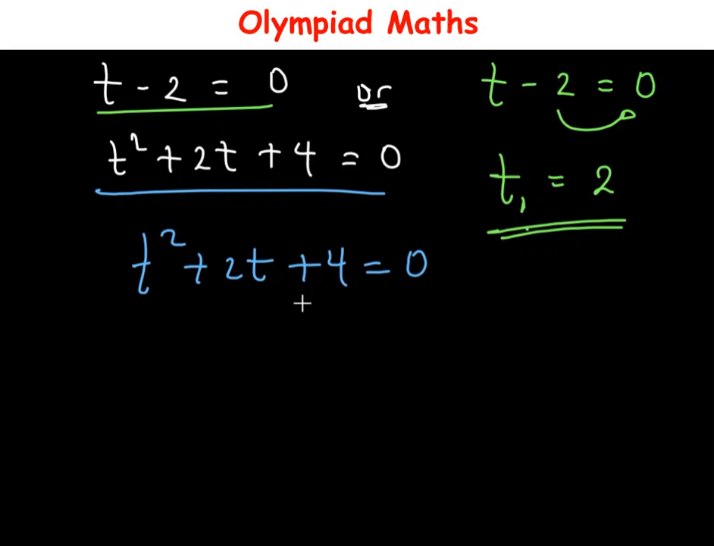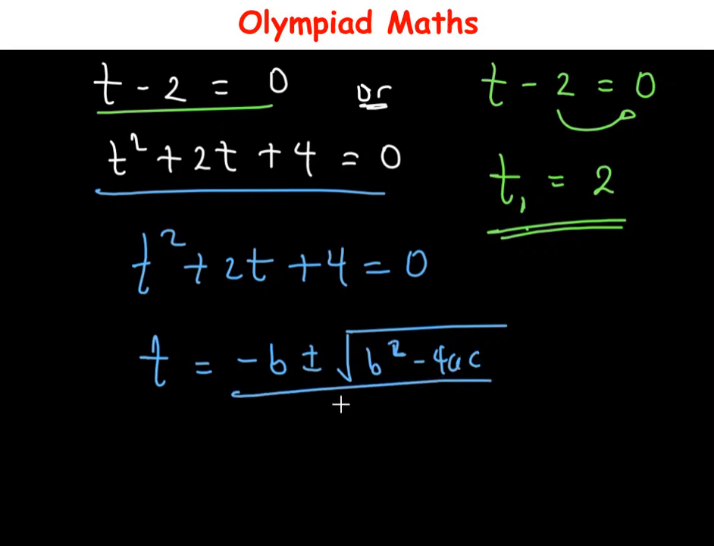And here, what we have is a quadratic equation. So to solve this value of t, we're going to make use of the quadratic formula. And the formula is given by, with respect to t, t is equal to minus b plus or minus square root b squared minus 4ac all over 2a. And from here, the value of a is the coefficient of t squared, which is 1. The value of b is the coefficient of t, which is plus 2, while the value of c is the constant, which is plus 4.